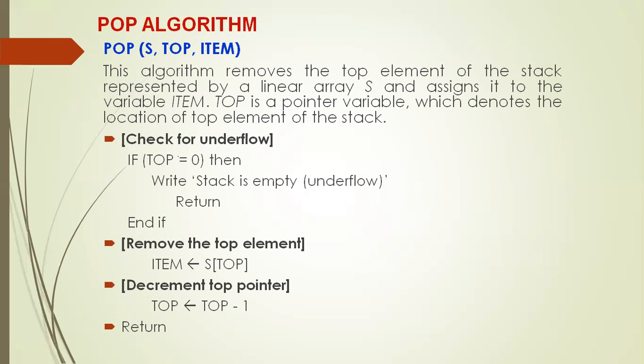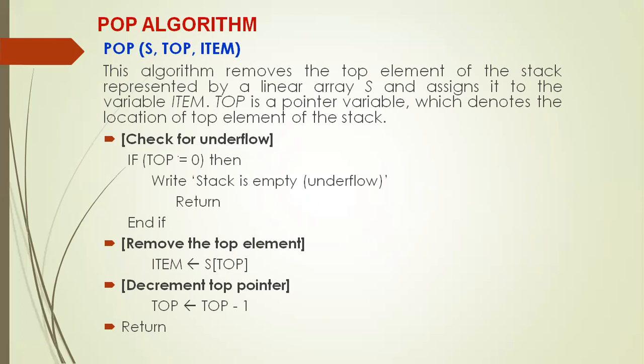Go backward. Is top 0? No, because now top is 4. So empty is not there. Again, remove the element present in S of top, which is S of 4. S of 4, what is there? 40. That you remove, and you store it in the variable called item. Now item becomes 40.